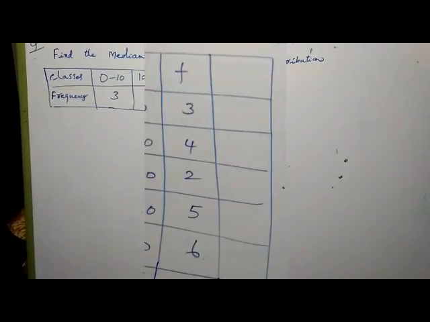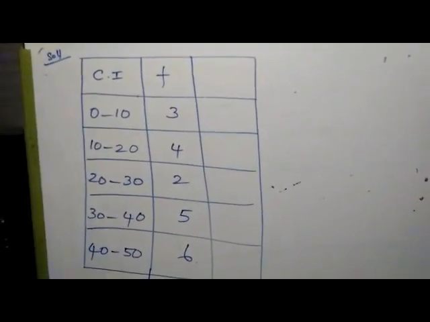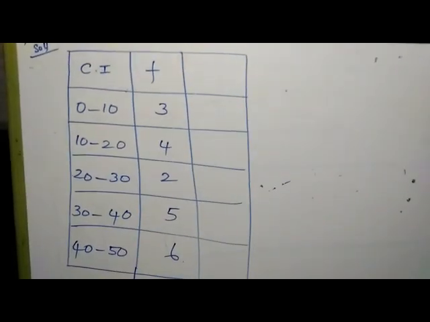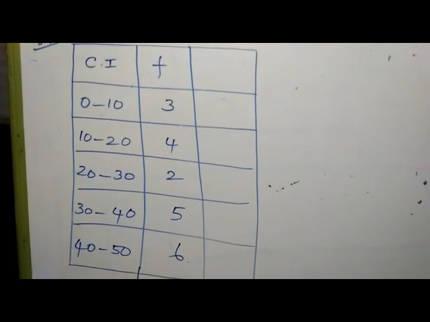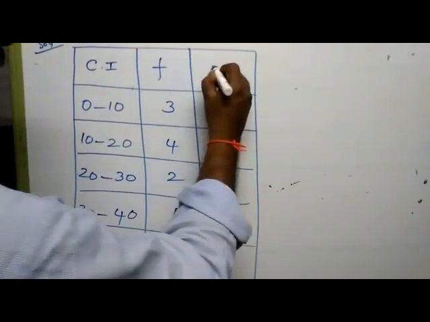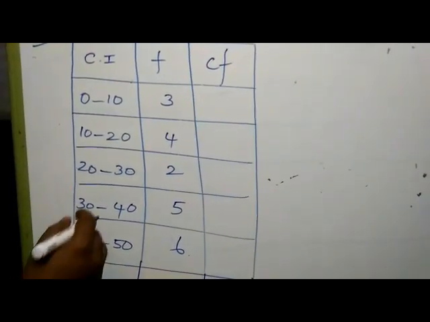This is the given sum. Classes or class intervals are given and frequencies are given. Now the first step is to prepare the cumulative frequency distribution table. You know very well how to prepare cumulative frequency. I am just explaining. CF is nothing but cumulative frequency.